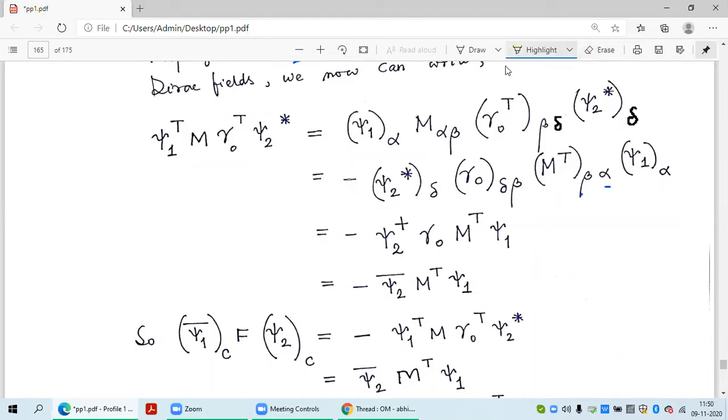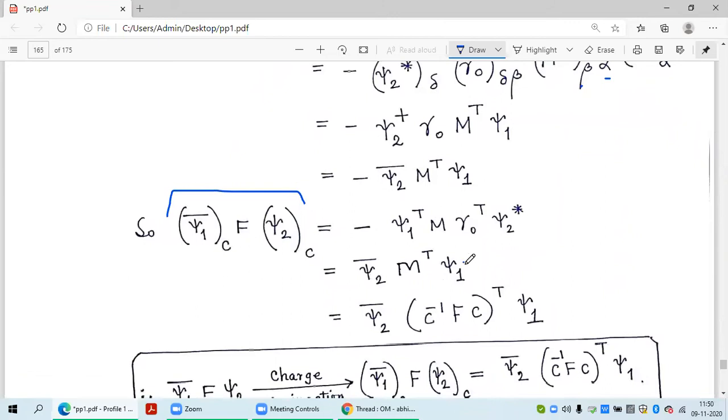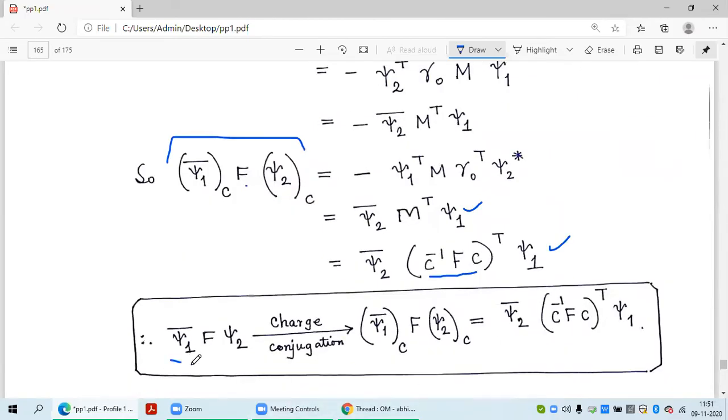Okay, therefore, now look at this term where we started with. This was equal to minus of this thing. So with this, the minus will go. So this will come. And now I replace M by this C inverse FC. This F was there. M was an intermediate state, I introduced M. So I replaced it. Therefore, I can say this object under charge conjugation will transform this way.